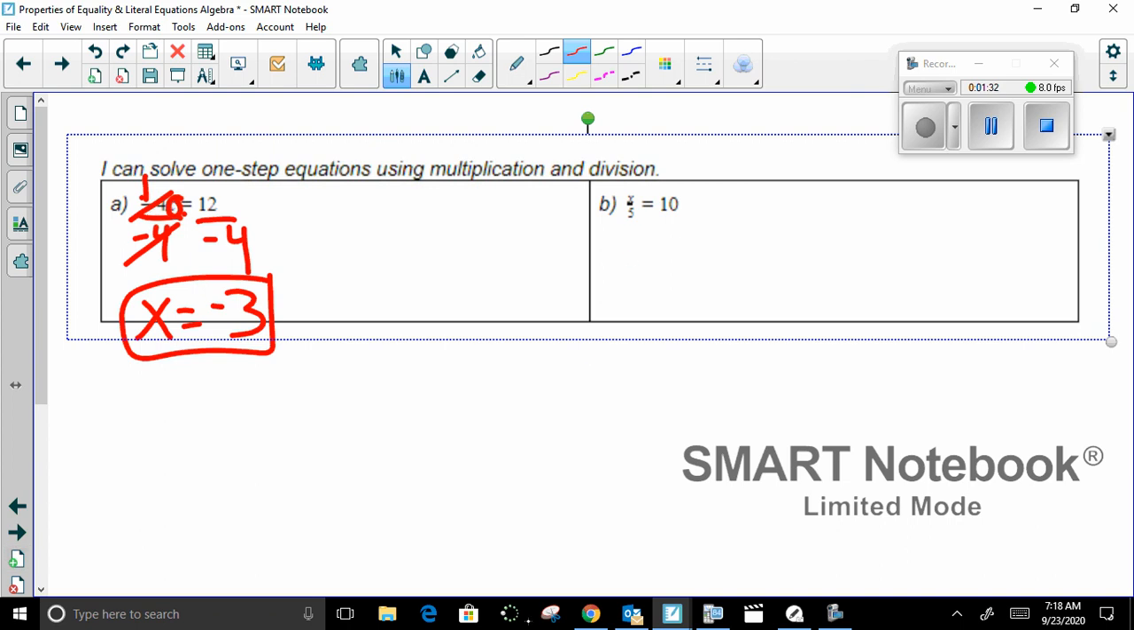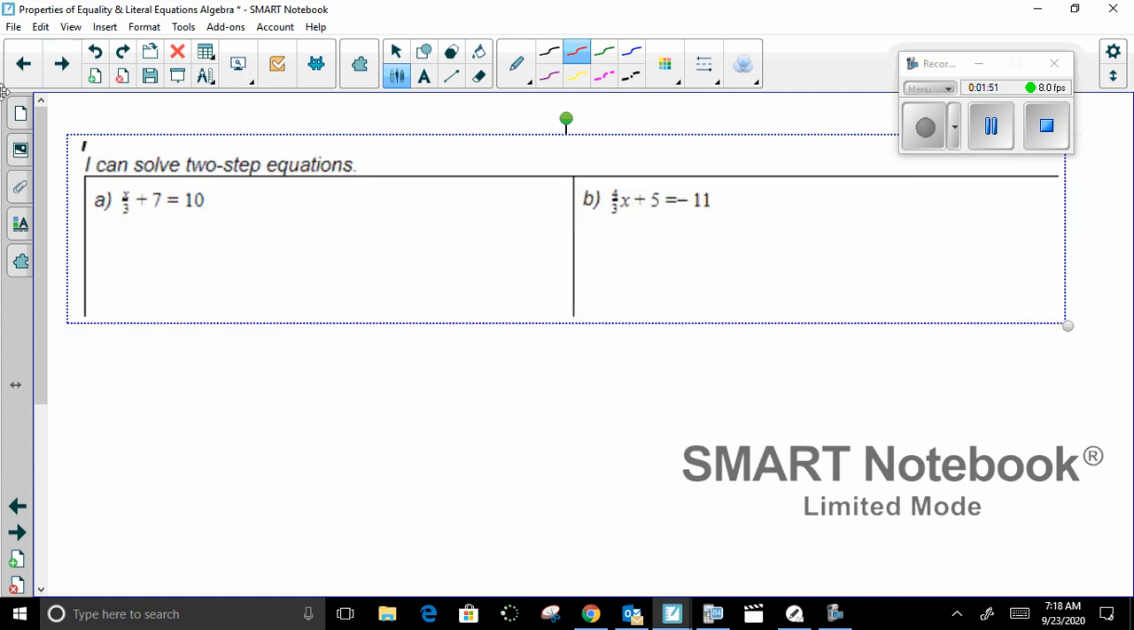When it's up and down like this in a fraction, that is division. So to get x by itself, the opposite of division is multiplication. So you got to get rid of the 5 in the denominator, so multiply both sides by 5. These 5 simplify to 1. 1 times x is x. And 10 times 5 is 50.